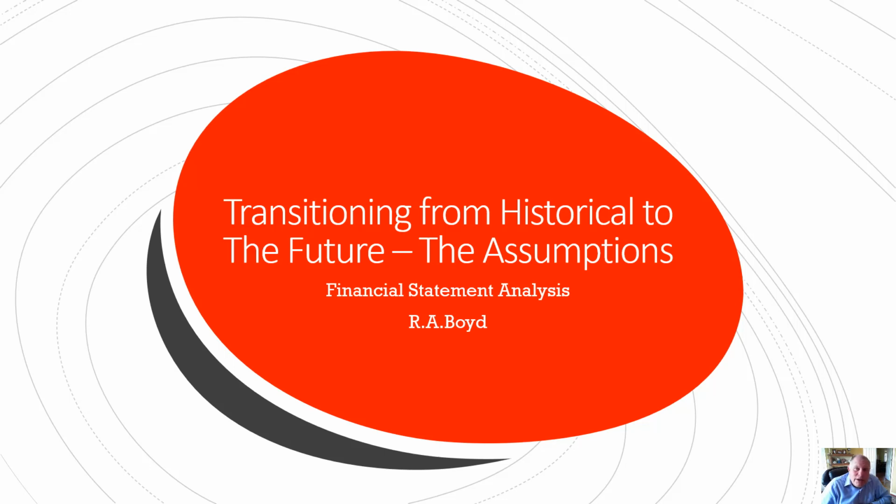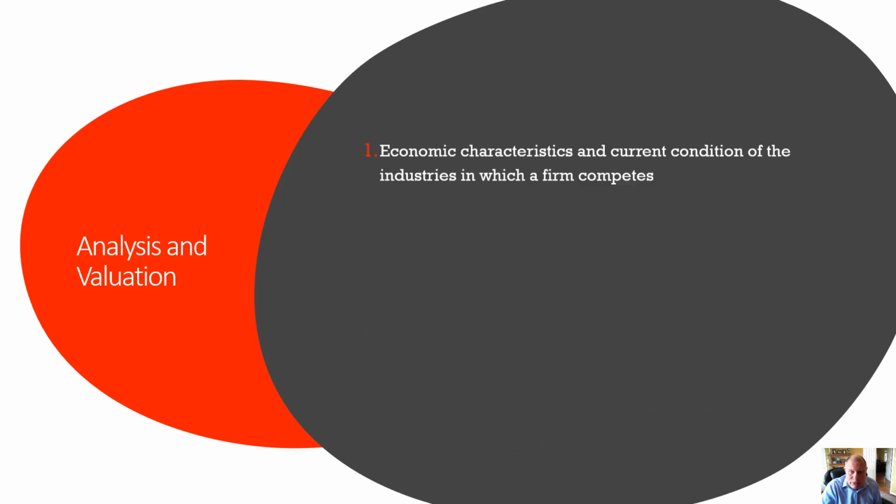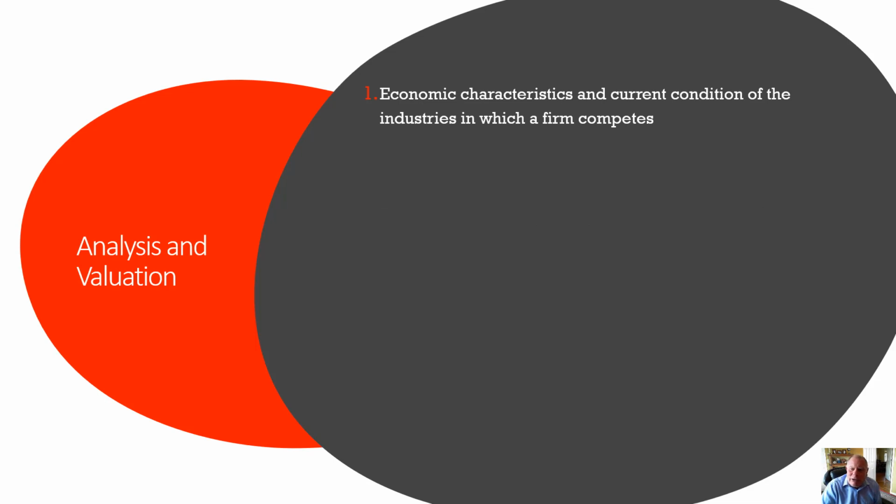Today's discussion is around transitioning from historical, the past, to the future. It's based on assumptions. Now, when we look at this, I want to go back to the very beginning, where we went through this model, Brown's model, and I want to revisit that for just a second because we have analysis and evaluation. You start by asking what are the economic characteristics and current condition of the industry in which a firm competes. Now, this has been massively impacted by COVID-19 and its result.